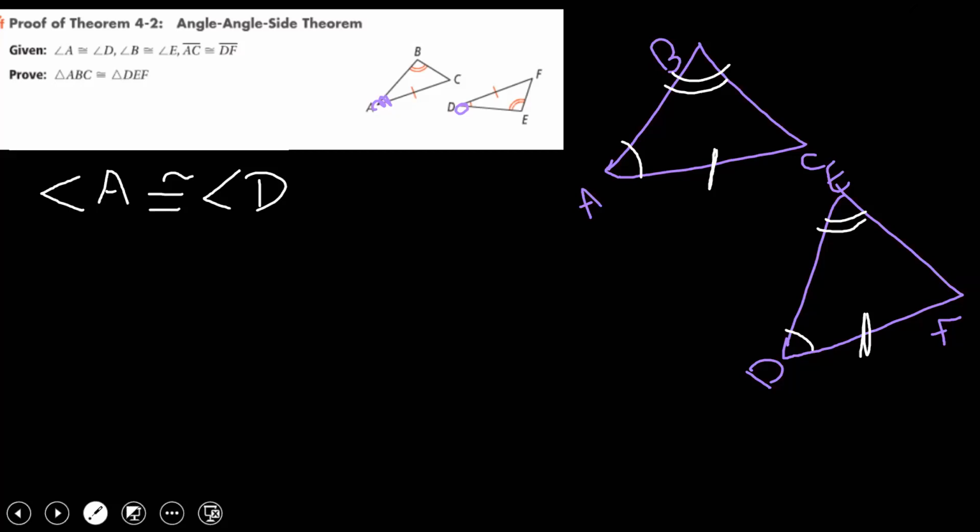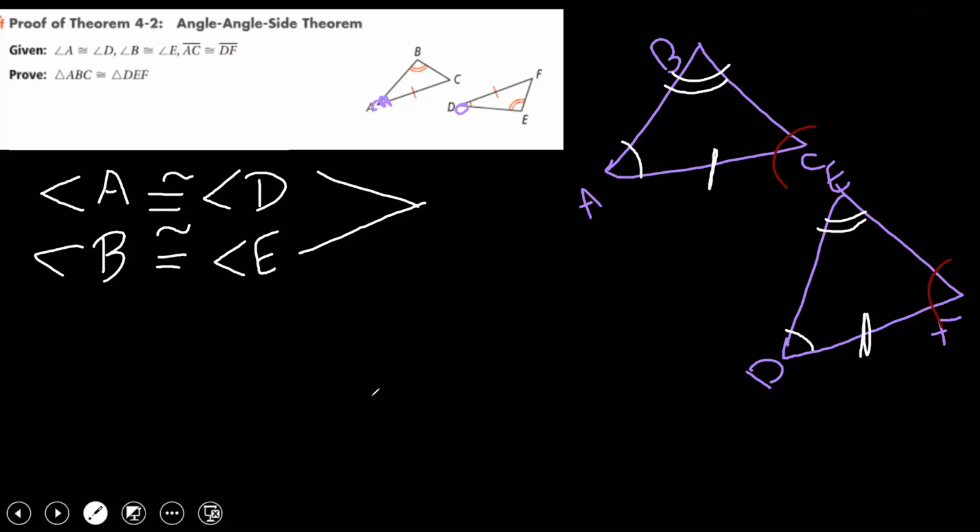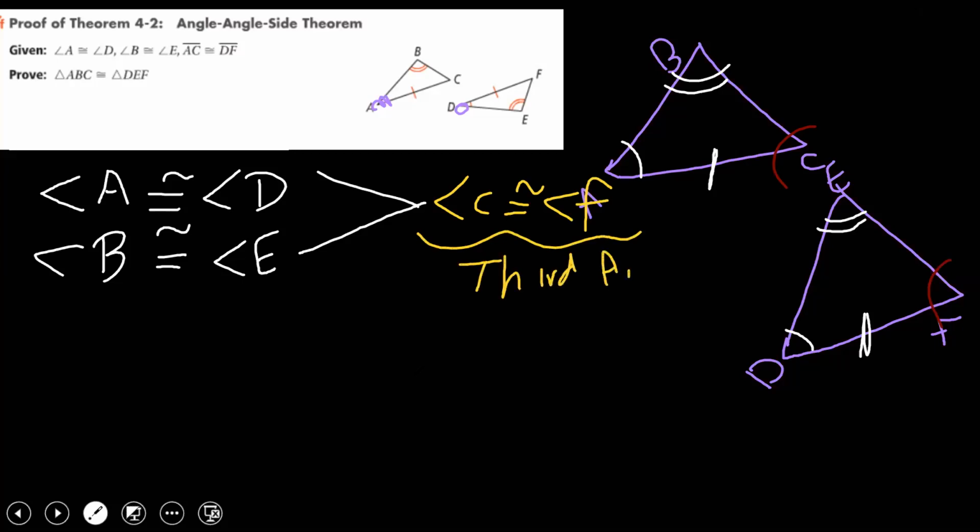Now, angle A is corresponding with angle D, and angle B is corresponding with angle E. Who can tell me if I have two angles that are congruent, can I conclude that the third angle, which is C and F, is congruent? Yes, the third angle theorem. So I will conclude now that angle C is congruent with angle F. Why? Because of the third angle theorem.